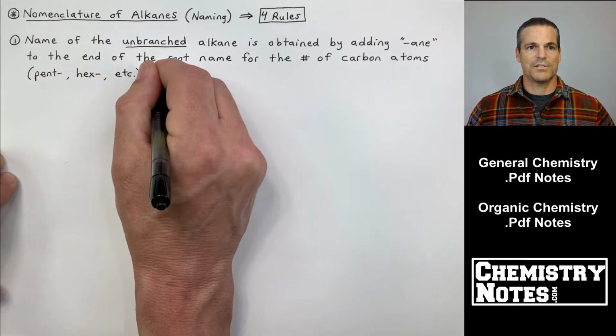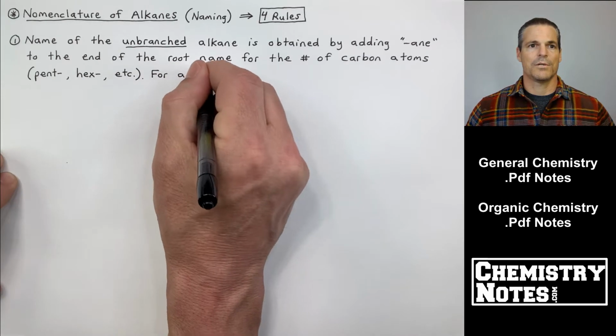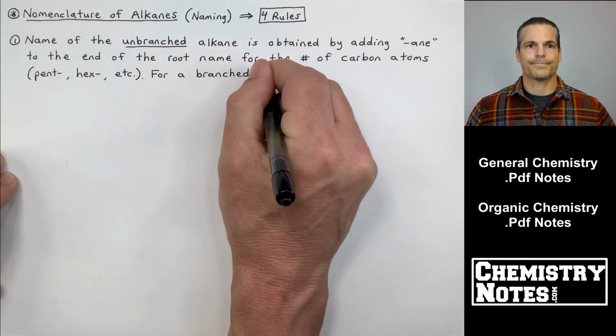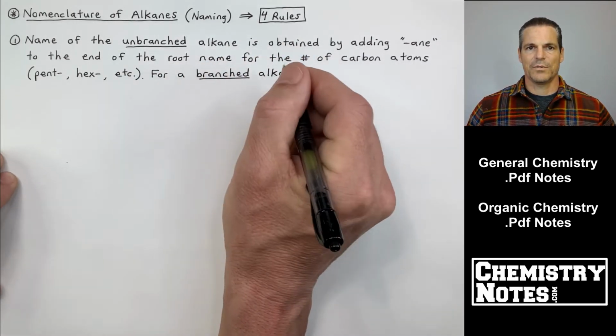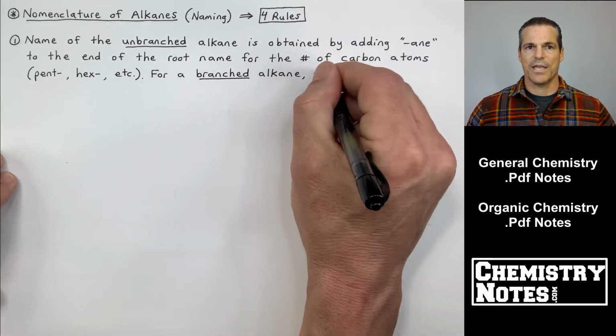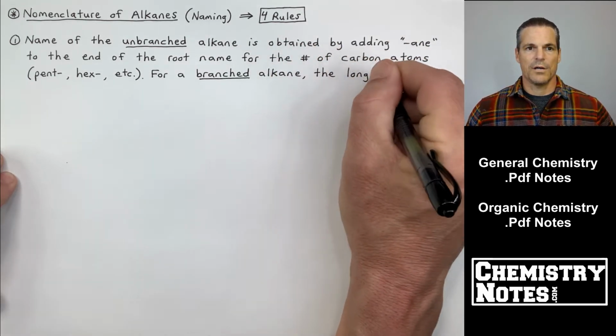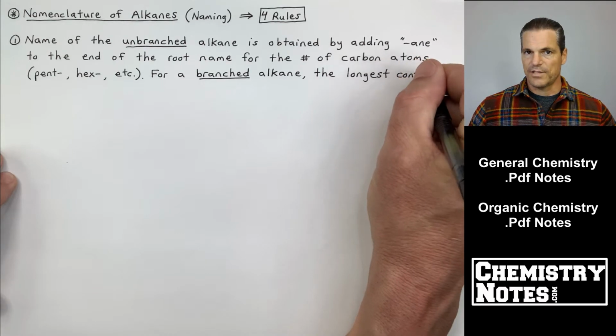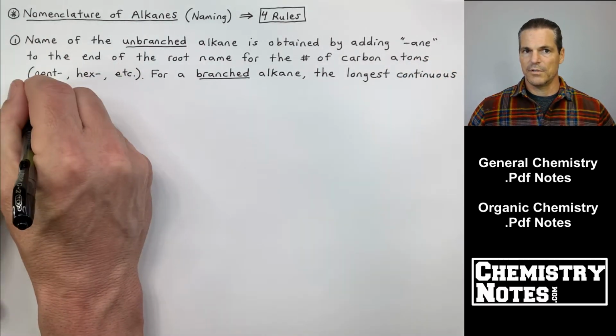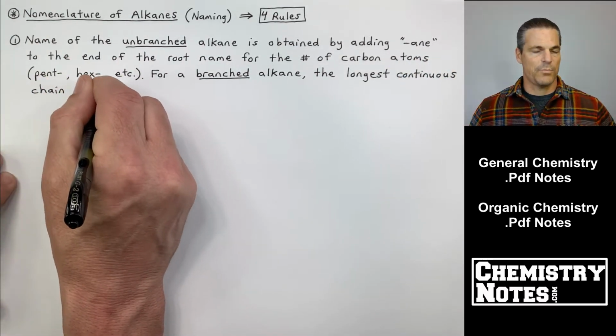Top of page notes. This is section 20, video number 2. Nomenclature of alkanes. Nomenclature is just a fancy word for naming. So we're going to learn how to name alkanes. There's 4 rules. We're going to take a lot of notes at first on the 4 rules, and then we're going to have less notes and more practice.